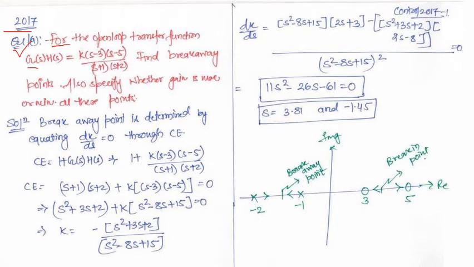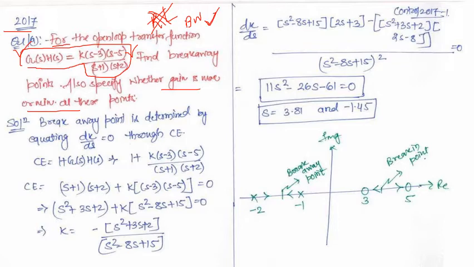And the question is, you are given one open loop transfer function, which is here, and you need to find out the breakaway point, and also you need to specify whether the gain will be maximum or minimum at that point. Okay, so please understand, you need not solve the complete root locus here, which is not required because you're only asking for the breakaway point. So this only we will identify, and the complete root locus will not be plotted.